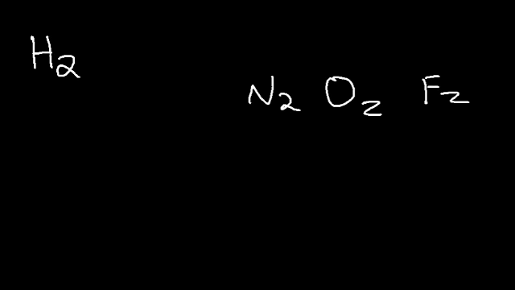And now the next thing that we need to go over are the diatomic elements. Hydrogen, in its natural state, doesn't exist as H. Hydrogen exists as H2. It's diatomic. So it exists as a molecule. Nitrogen is diatomic. Then you have oxygen, fluorine, chlorine, bromine, and iodine. These are all diatomic, and this is something you just have to know.